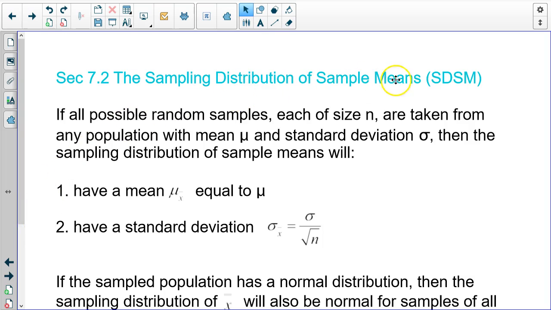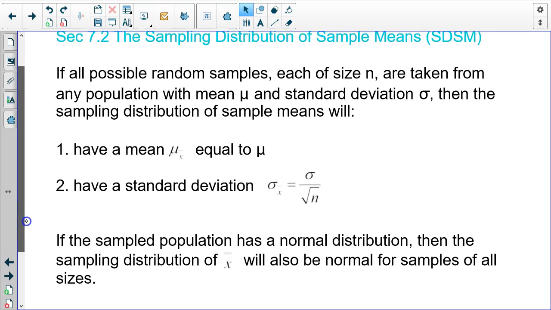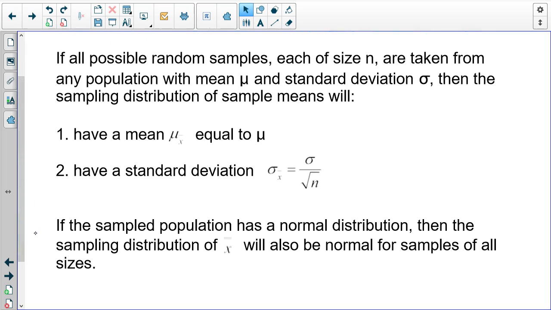It's the sampling distribution of sample means, which we call the SDSM. If all possible random samples, each of size n, are taken from any population with a mean of mu and a standard deviation sigma, then the sampling distribution of sample means will have a mean of mu sub x bar that's going to equal mu. Do you understand what that's saying?